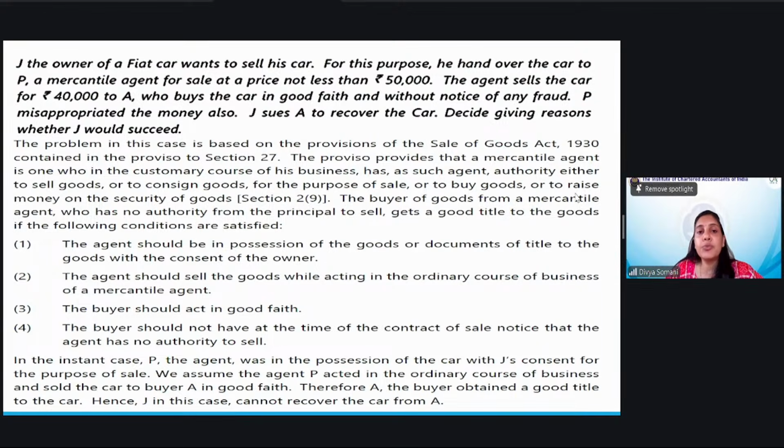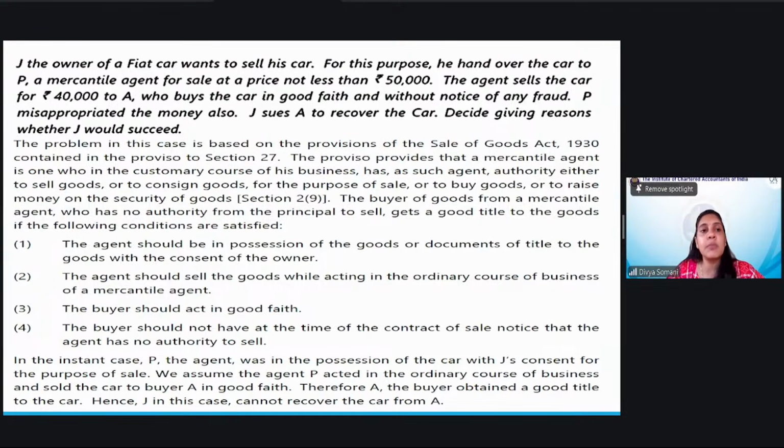So again, when we see that this is a case of a mercantile agent coming into the picture, we should understand that it is a case study belonging to Section 27 and its exceptions. So firstly, we have to discuss Section 27, that only the owner can transfer a better title. However, there are some exceptions to it, and the mercantile agent is one of those exceptions.